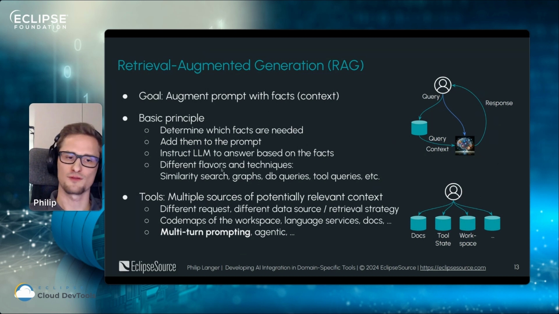There are different flavors of implementing that, from similarity search, which is great for document-based use cases, to DB queries, tool queries, and so on and so forth. However, in typical tool integrations, we not only have one source of context, but we typically have multiple sources, like documentation, tool state, workspace, and much more. And different requests may require different data sources and retrieval strategies.